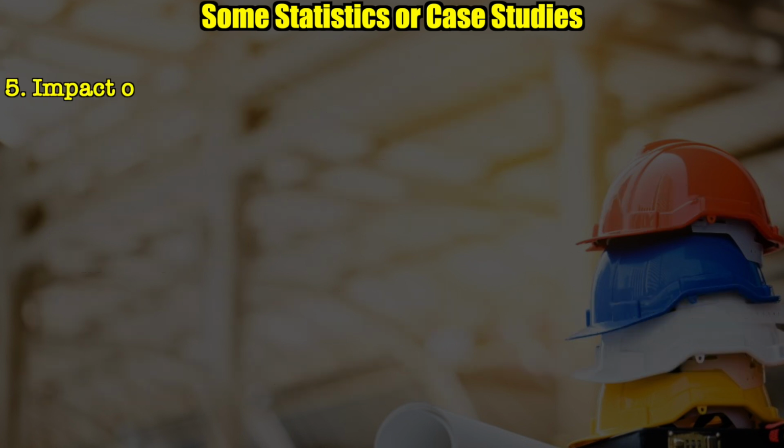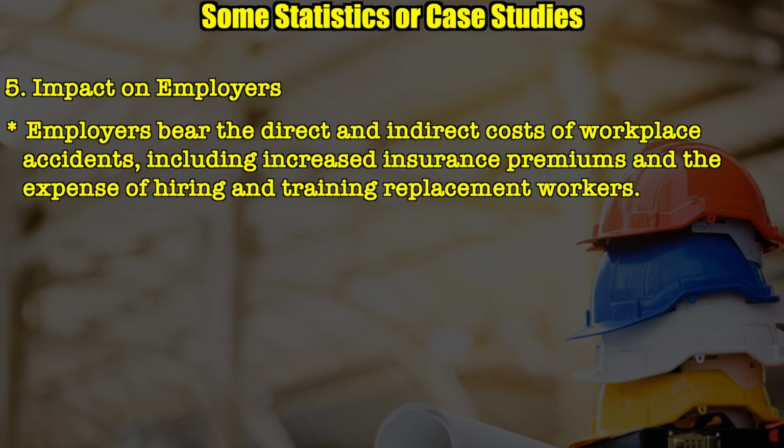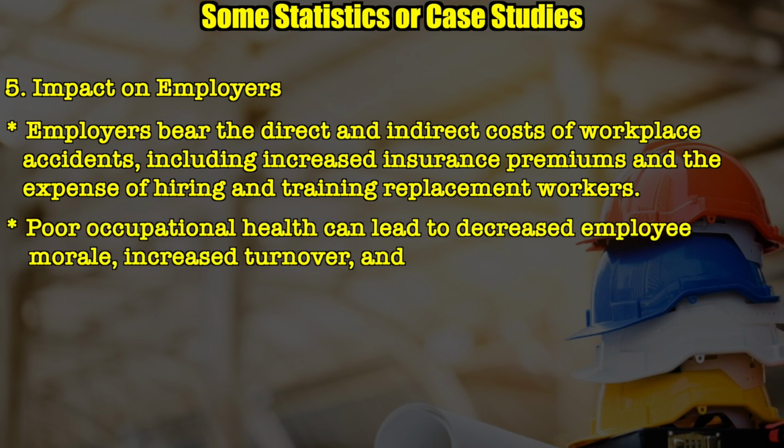Next, impact on employers. Employers bear the direct and indirect cost of workplace accidents, including increased insurance premiums and the expenses of hiring and training replacement workers. Poor occupational health can lead to decreased employee morale, increased turnover, and a damaged company reputation. Therefore, occupational health and hygiene play a most vital role in any industry or workplace.